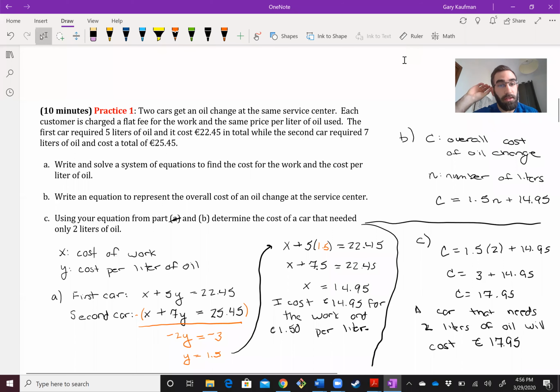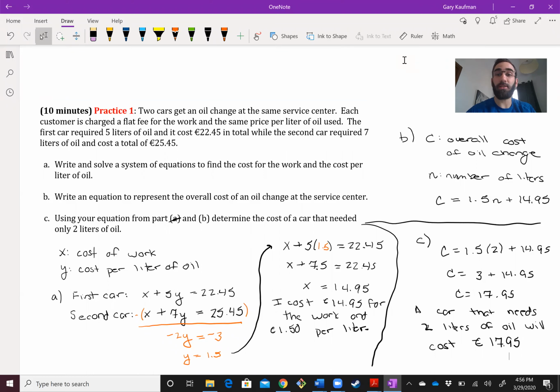So as you see, these questions are a little more intensive. Now, I solved the system in part A. I arrived at the answer that it costs $14.95 for the work and $1.50 per liter. Notice that I have 2 variables defined there, X and Y. Part B then asks us to write an equation for the overall cost of the oil. Now notice I needed 2 new variables. I used C for the overall cost and N for the number of liters.